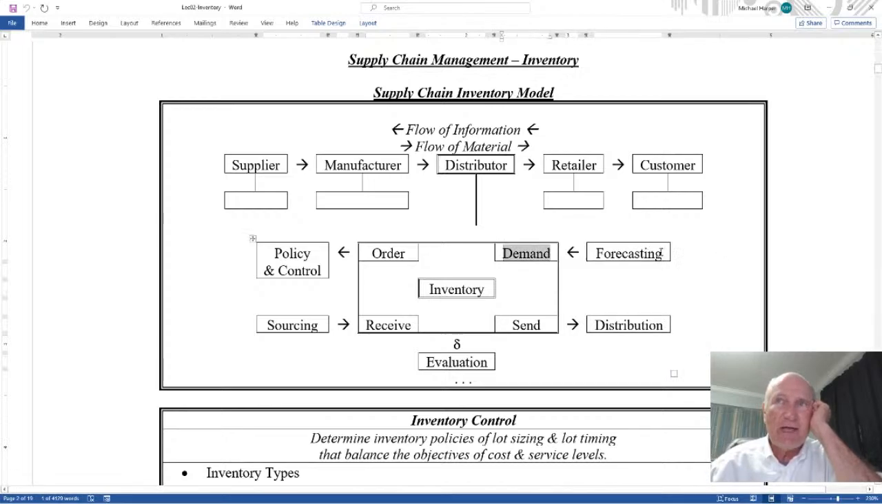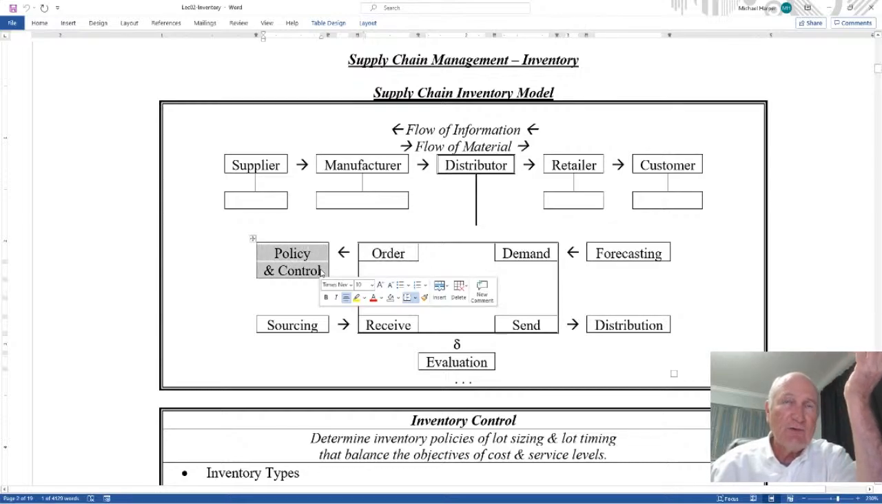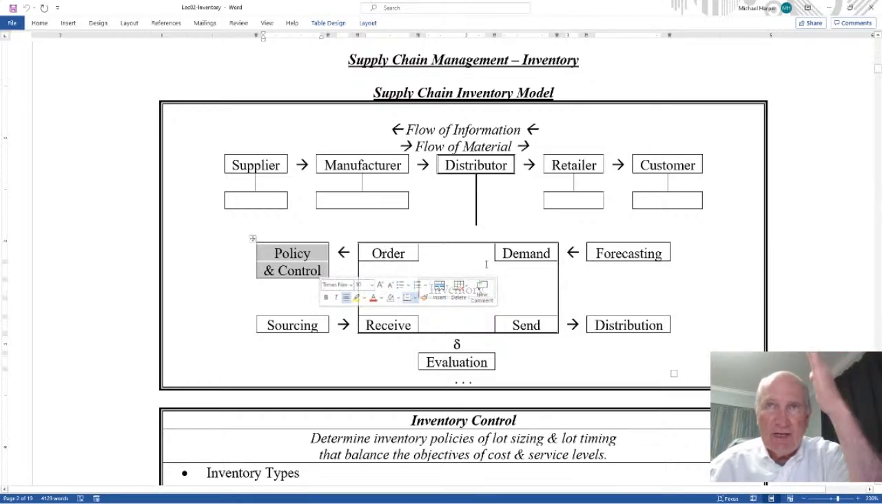Okay, first of all, downstream, we're looking at the demand. And that has to do with forecasting. That forecasting will give it its demand. And then up here, we have an order quantity. And that's upstream. That's your inventory policy and inventory control. That's how much you order from upstream in order to get inventory.